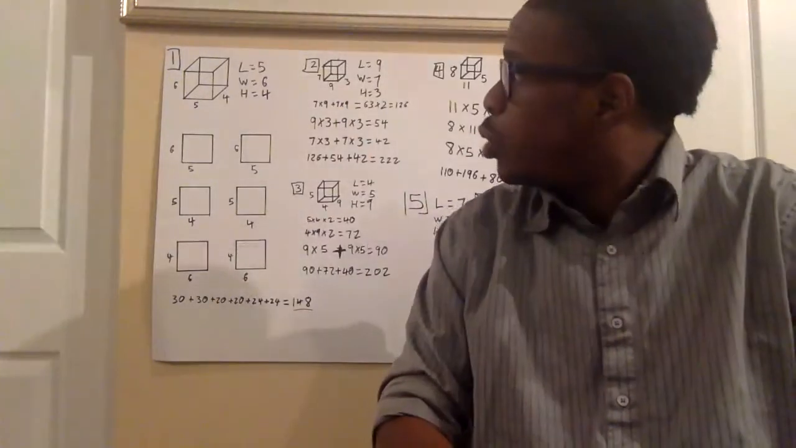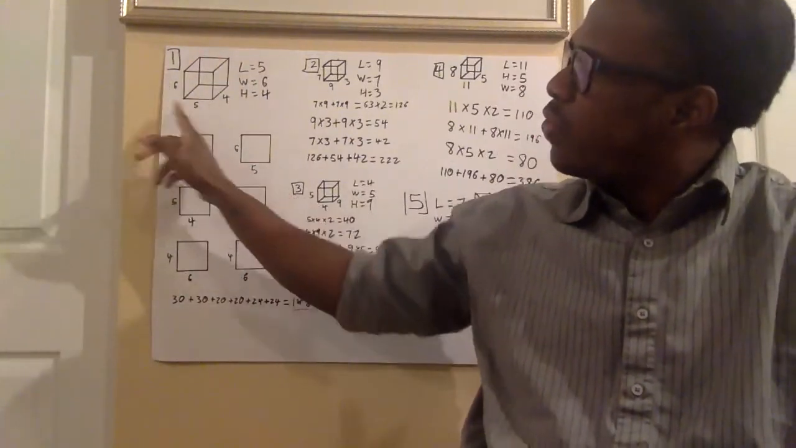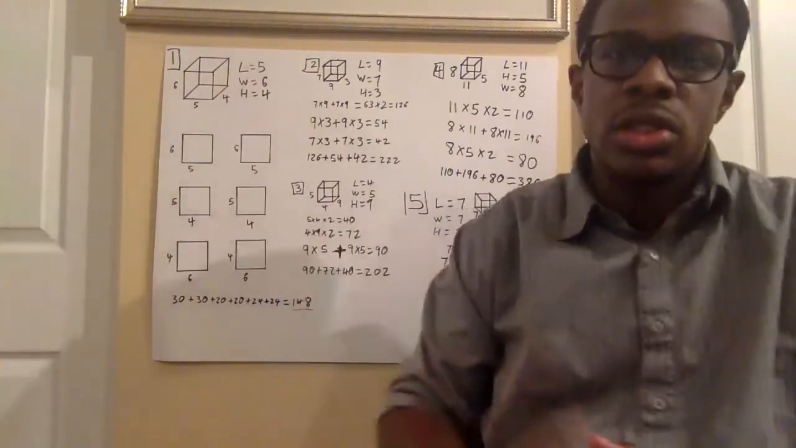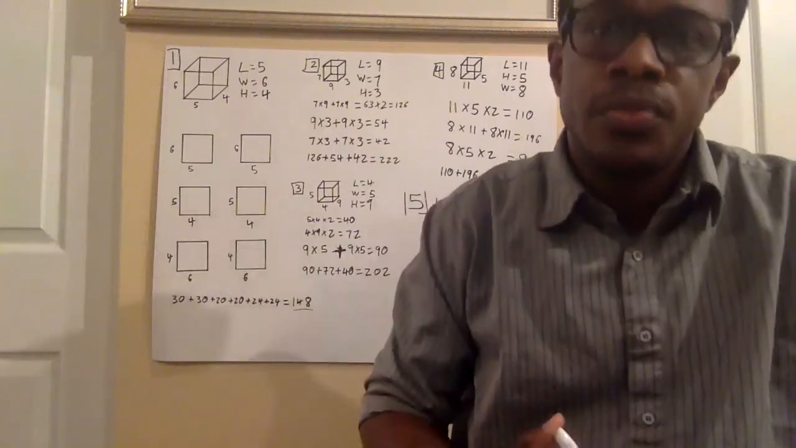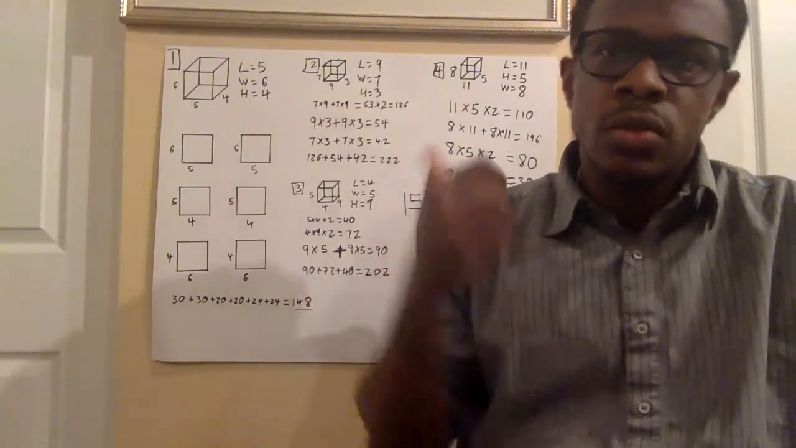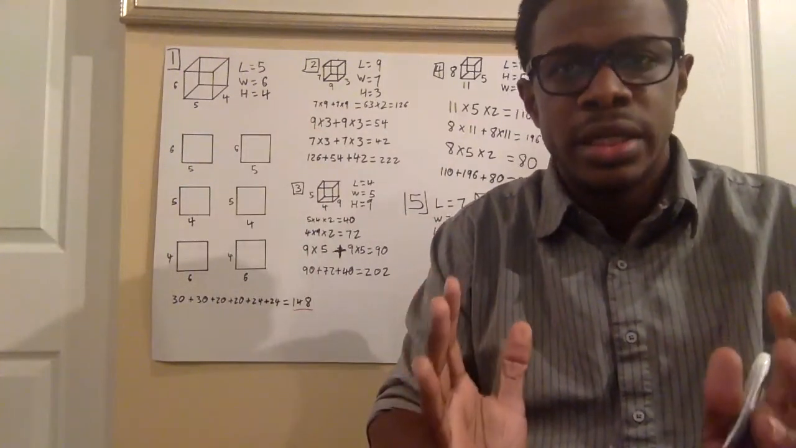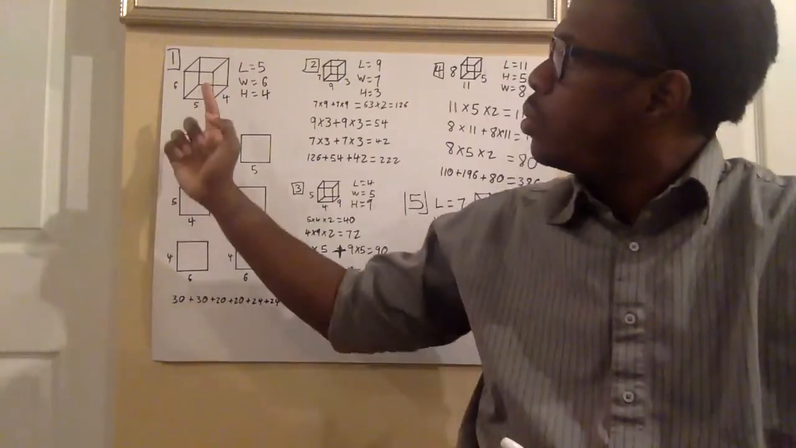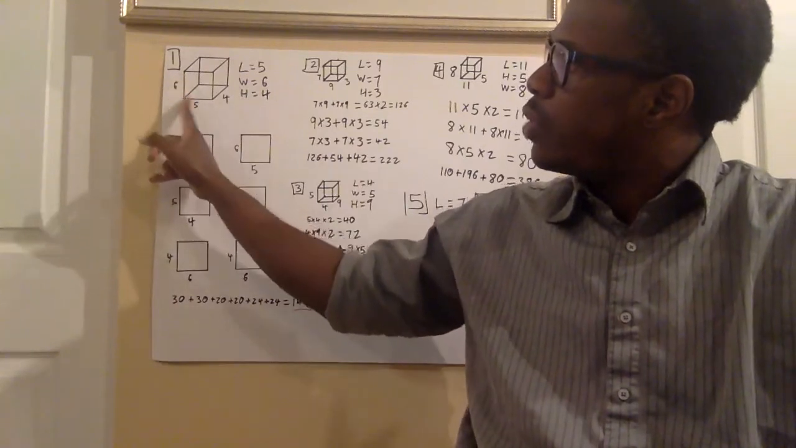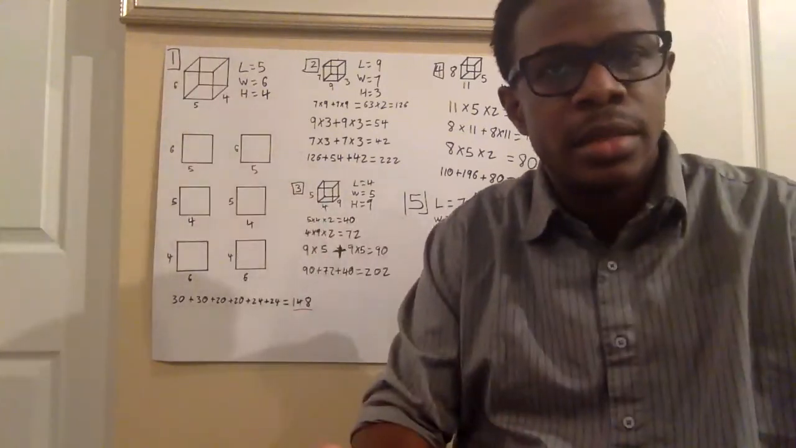So I'm going to use this for an example. We have a cube. Its length is 5, its width is 6, and the height is 4. Now, this is a rectangular prism. So the rule for rectangles is that it has 2 pairs of parallel sides. So whatever your area of this is, on the opposite side of the shape, it's going to be the exact same.